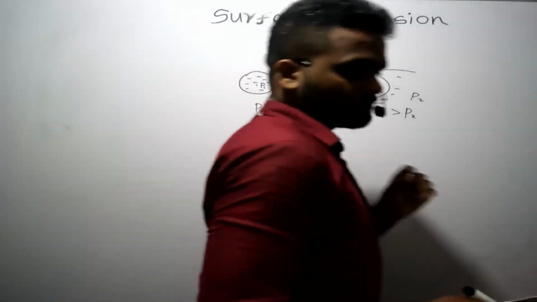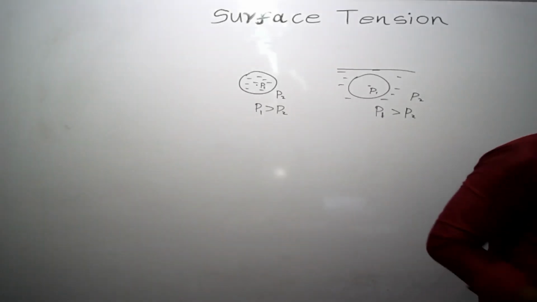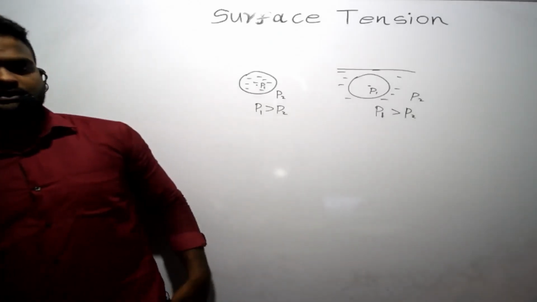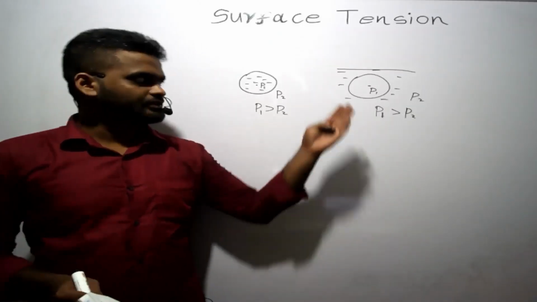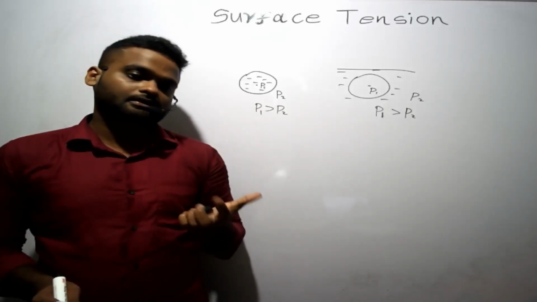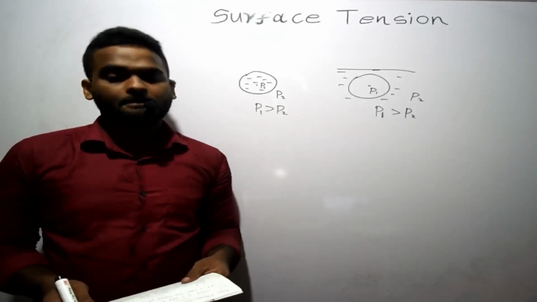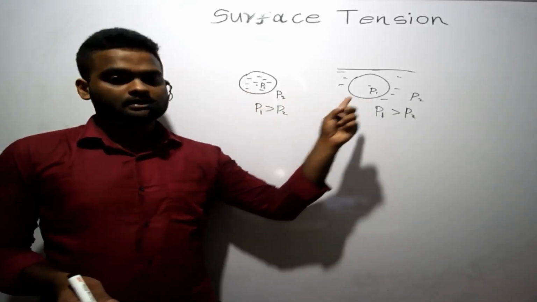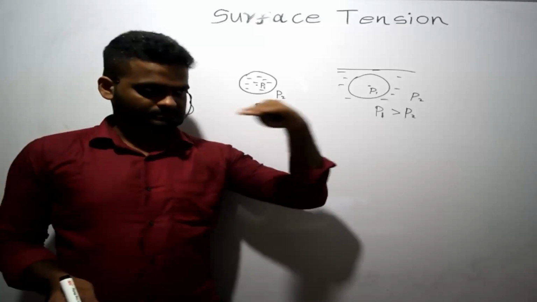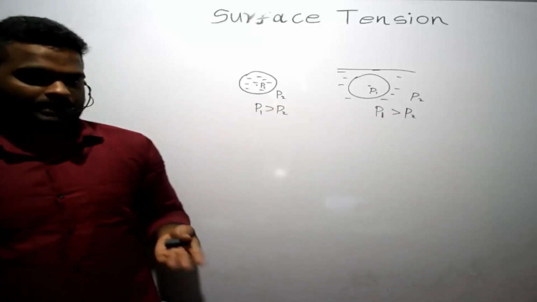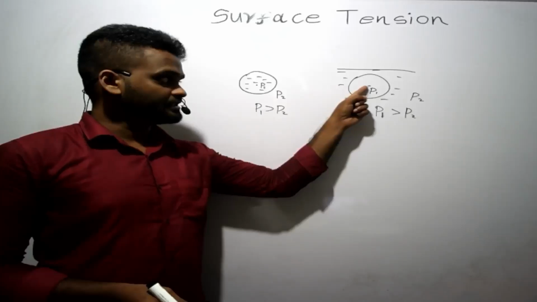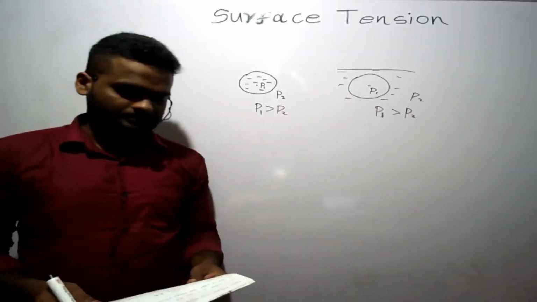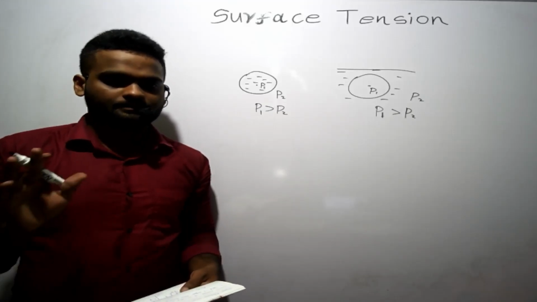This pressure difference is totally due to surface tension. If you neglect surface tension, then you can say pressures are the same, but you can't neglect surface tension. You might have solved some problem earlier where the air pressure at the same level is the same, but in reality it does not happen. Internal pressure is higher than external pressure.